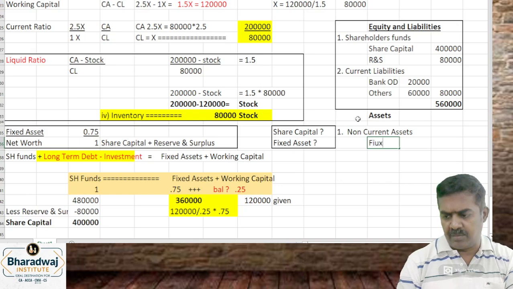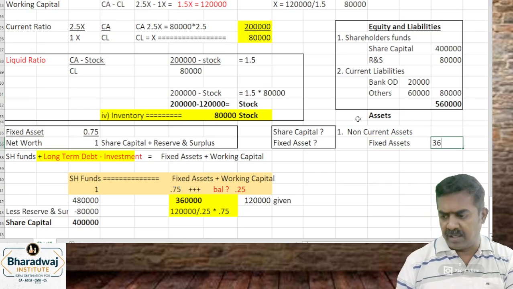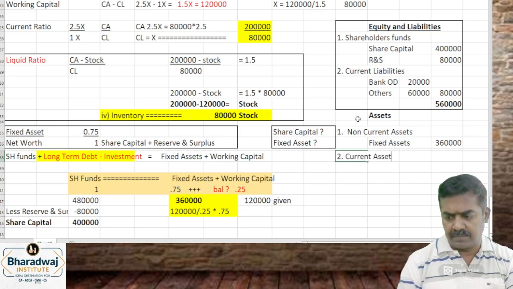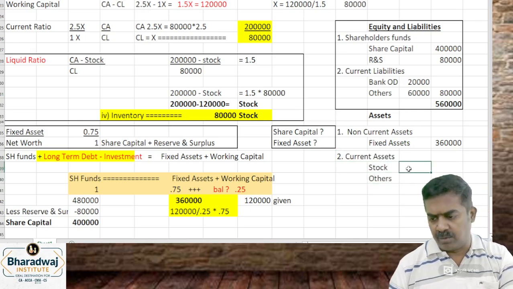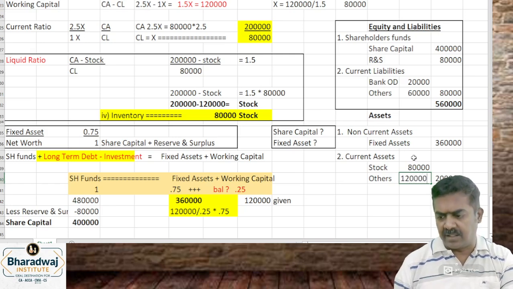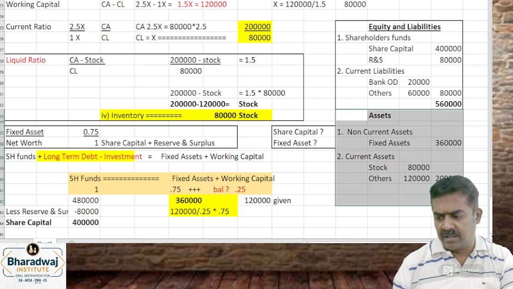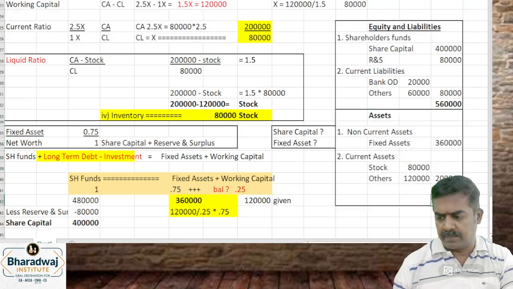Non-current assets, nothing but fixed assets. Fixed asset we have worked out is 3,60,000. Current assets include stock and others. Stock we have worked out is 80,000 inventory. What is the total current asset? 2 lakhs. Others would be the balance 1,20,000. Others may be cash, debtors, and other. If you add up, you will get the total of assets. It tallies.